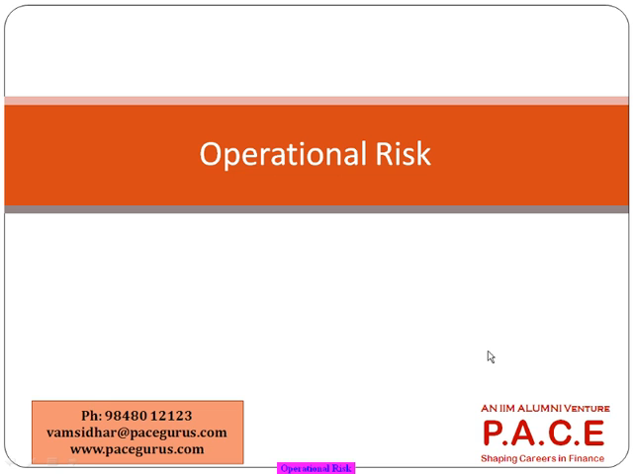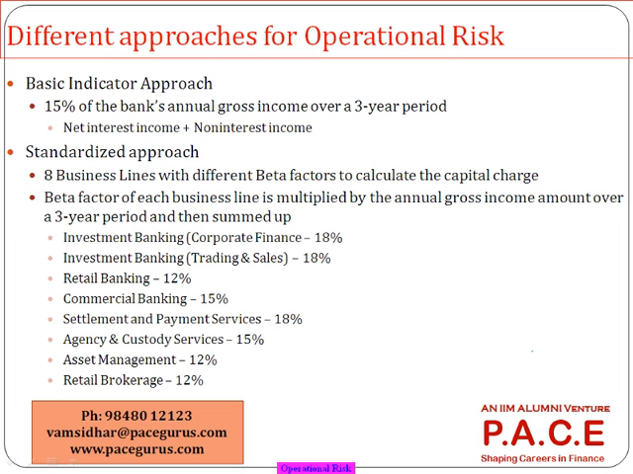Any loss that a financial institution or a bank is facing because of operations related issues is classified under operational risk. And Basel has suggested 3 approaches for measuring the operational risk.